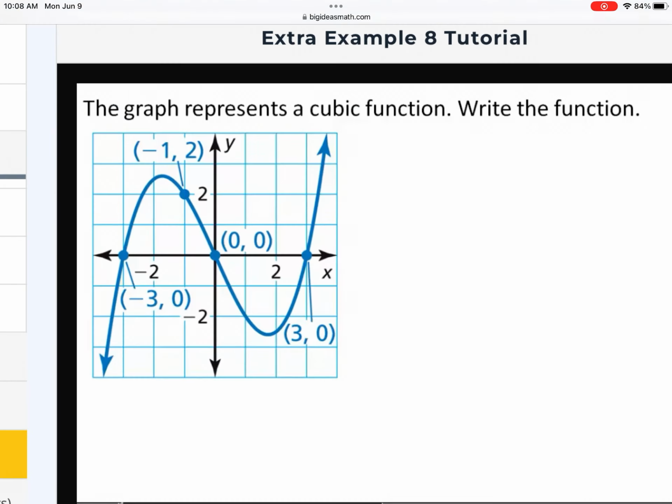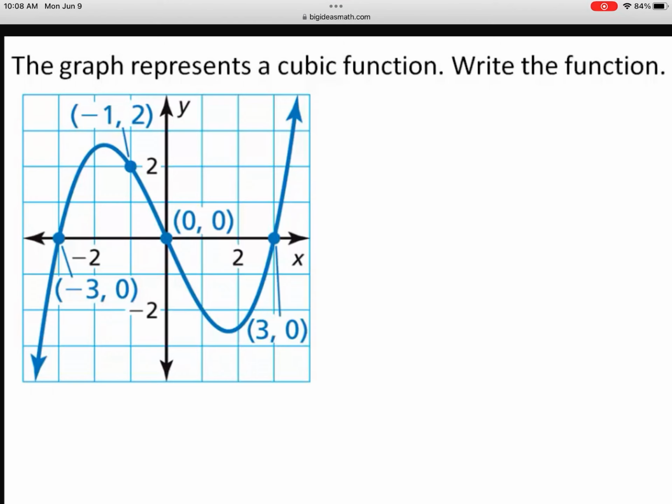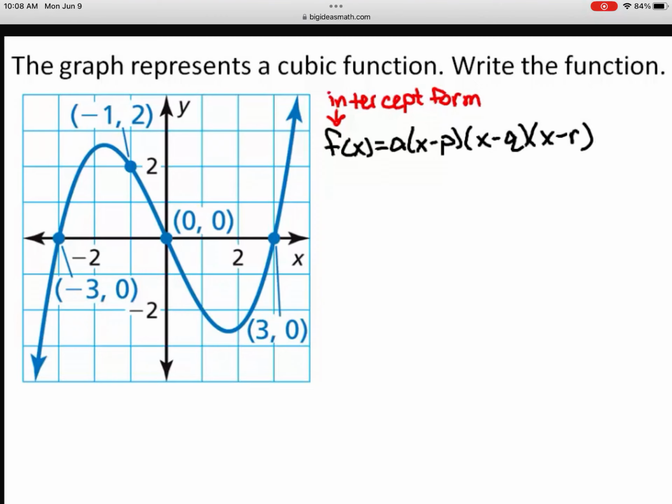The graph represents a cubic function. Write the function. From the graph, you can see that the x-intercepts are -3, 0, and 3, so use intercept form to write a function. Intercept form is f of x equals a times the quantity x minus p times the quantity x minus q times the quantity x minus r.